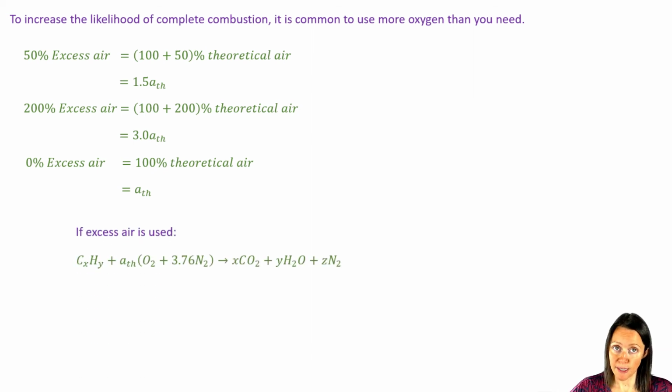If you do use excess air, you'll recognize this as the chemical equation for complete combustion of a theoretical amount of dry air, and you've got those three products of combustion, so you've got CO2, H2O, nitrogen. Well, when you put your coefficient in front of that A sub TH, like if you put a 1.5 or a 3, you're going to have to make sure that you remember if you've got excess oxygen, you need to put an O2 there.